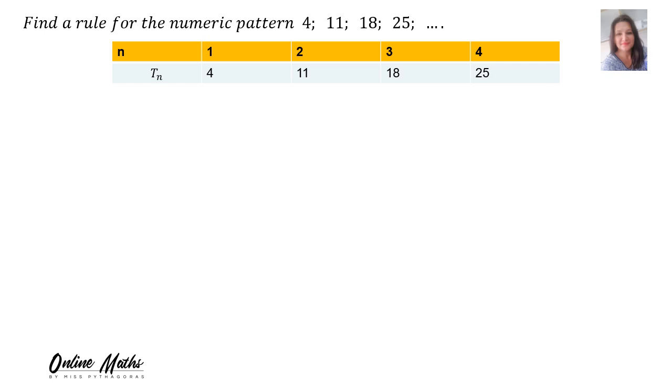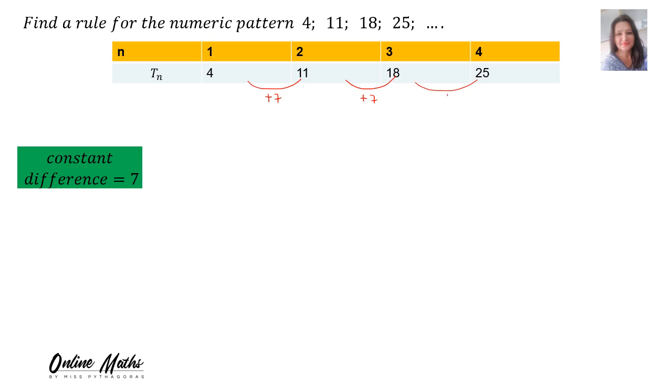Find a rule for the numeric pattern 4, 11, 18, 25. The first thing you need to do is you need to find the constant difference. That means to get from 4 to 11, you add 7. To get from 11 to 18, you add 7. To get from 18 to 25, you add 7.